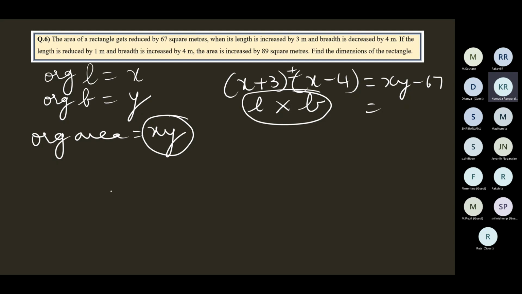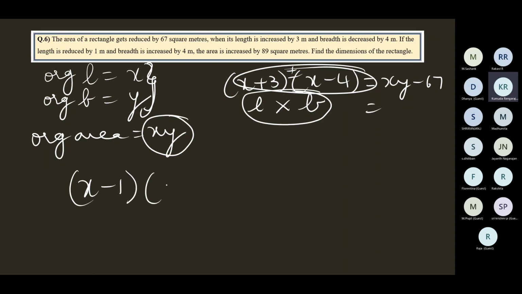Next one, if the length is reduced by 1, again come back to this one. Don't continue with this. Come back to the original length and breadth. If the length is reduced by 1, so x minus 1 into breadth is increased by 4, y plus 4. So this is the new length, this is the new breadth. So the product is the new area. What's the new area? The area is increased by 89 square meters. So xy plus 89.